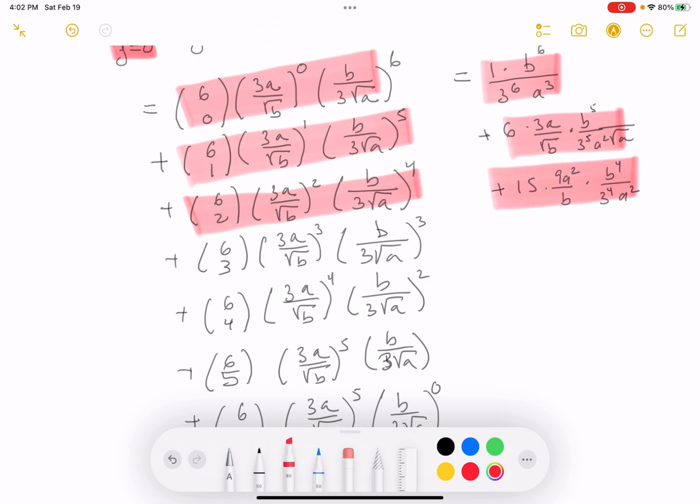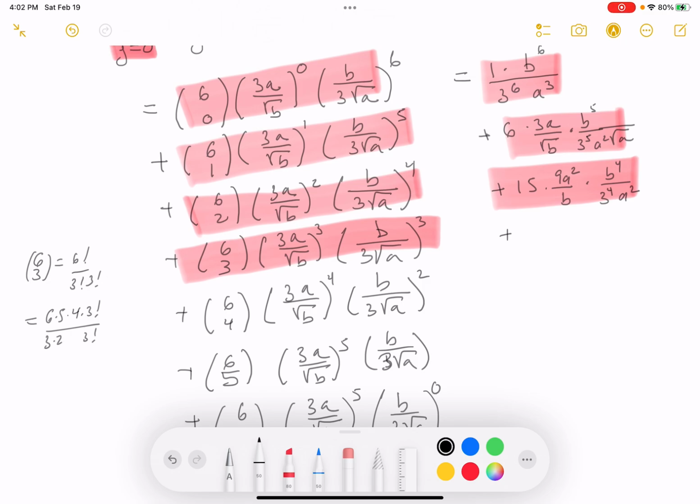Let's do the next one, and we're working on this one over here now. All right, so it's going to be plus. Well, I want to put the 6 choose 3 down, by the way. So 6 choose 3 is 6 factorial over 3 factorial times 3 factorial. Well, just to show you what that means, 6, 5, 4, 3 factorial. You get 3 factorial, and 3 factorial is 3 times 2 times 1. That cancels. 3 times 2 is 6. And what do you get? You get 20.